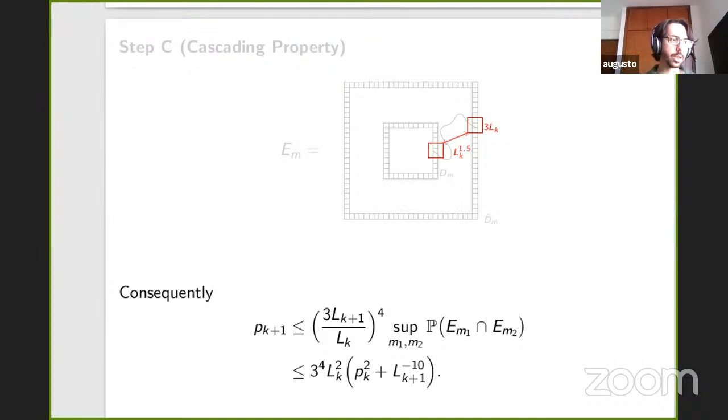So instead of bounding PK plus one by a constant times PK squared, which is what we had before, we're bounding it by a growing number, three to the four times LK to the two, times not PK squared, but PK squared plus an error term. And you can play around with all these constants to get better results. This is very far from optimal. I'm just doing something that works, hopefully. And you can massage this to get better results. They get very sharp, by the way. So this is the bound you have.